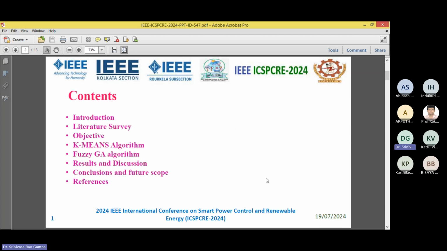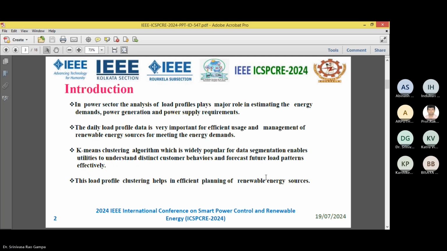So the contents are introduction, literature survey, objective, K-means algorithm, fuzzy GA algorithm, results and discussions, conclusions and future scope, and references. And the introduction is, in the power sector, the analysis of load profile plays a major role in estimating the energy demands, power generation, and power supply requirements. The load profile is very important for efficient use and management of renewable energy sources for meeting the energy demands.